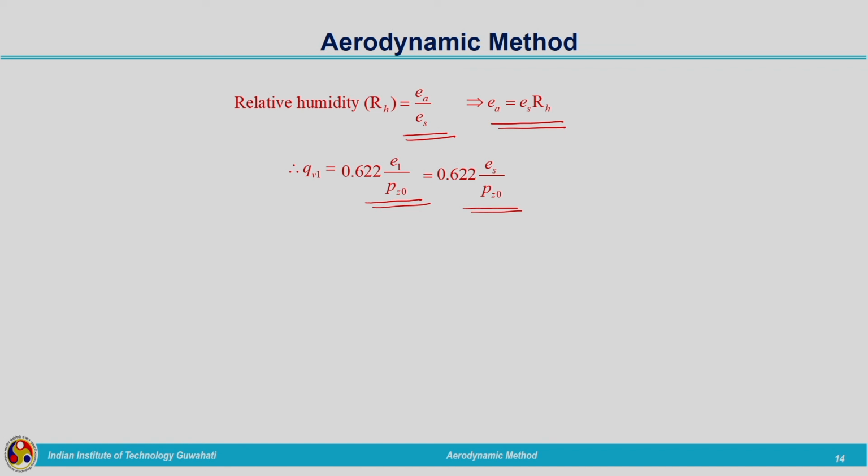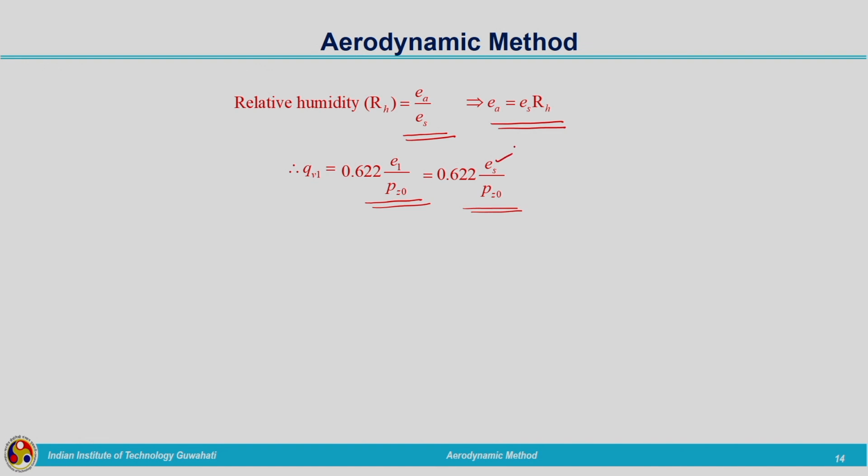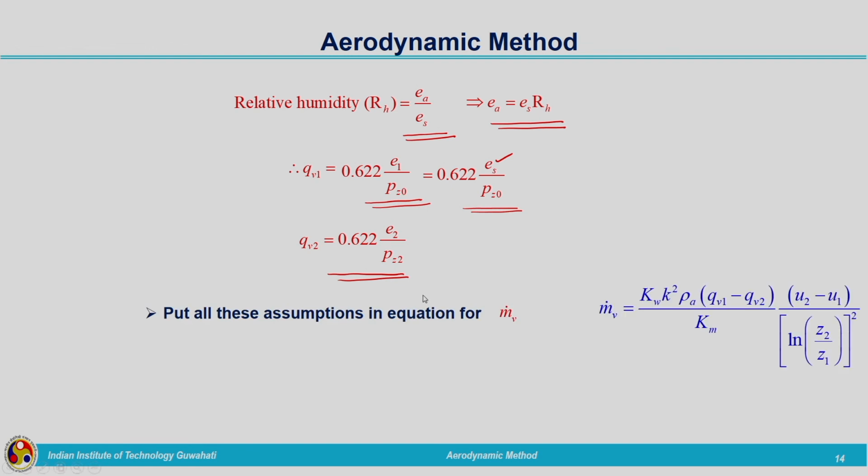So, at that location just above the water body, the air will be fully saturated and we can take the vapor pressure to be the saturation vapor pressure. So, the QV1 expression is simplified. QV2 corresponds to 0.622 E2 divided by PZ2. Put all these assumptions in the equation for vapor transport. So, this is our vapor transport equation. We have assumed Kw by Km is equal to 1, and then we are having the expressions for QV1 and QV2, so that we can substitute in this equation.